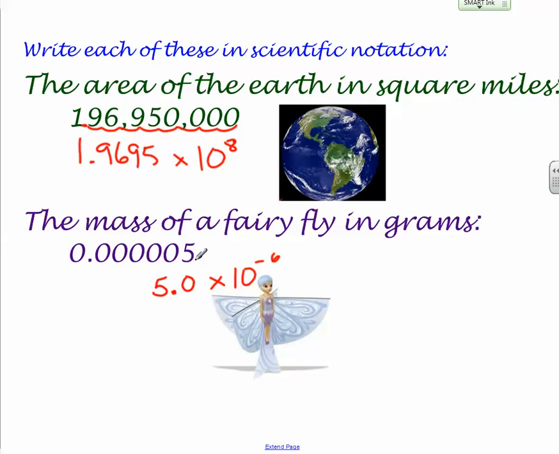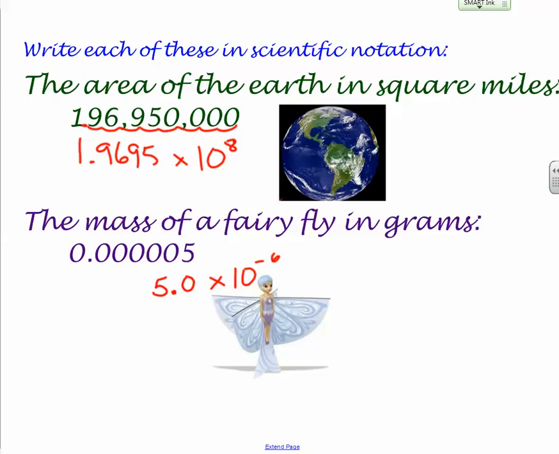And then I ask myself, to get back to the real number, if I put the decimal here, how many times do I have to move it to the left? And it's 6 times. So this number in scientific notation is 5.0 times 10 to the power of negative 6. Remember, that's 1 millionth, and 5 times a millionth is 5 millionths of a gram.